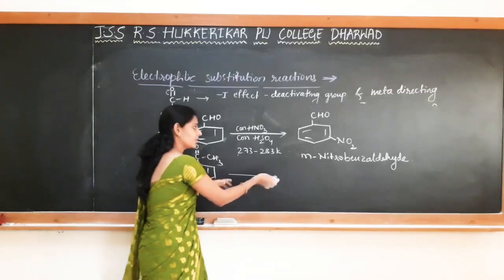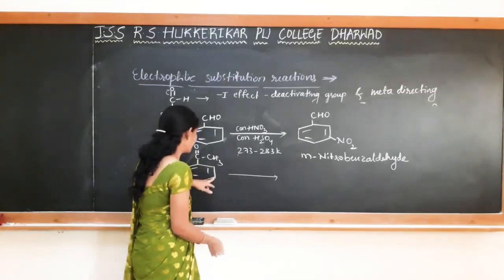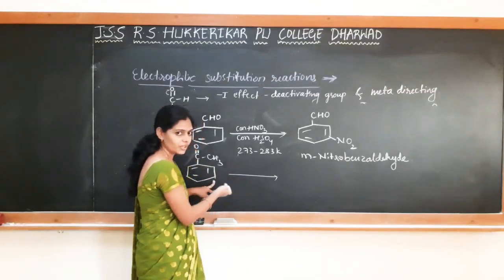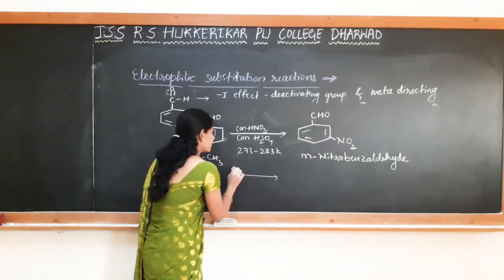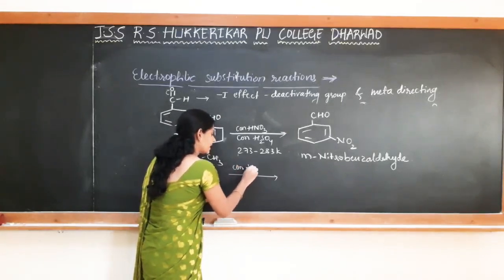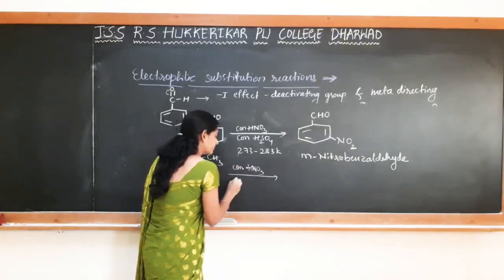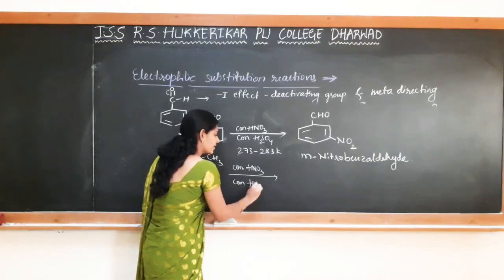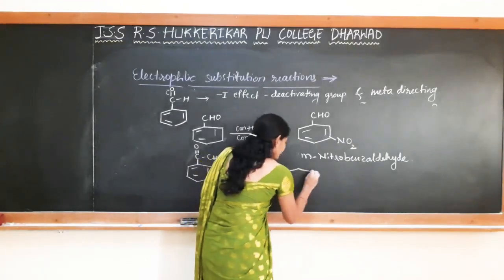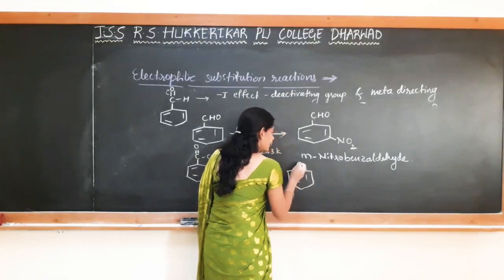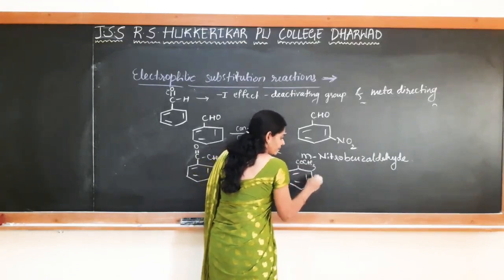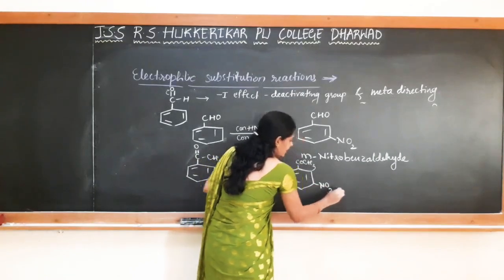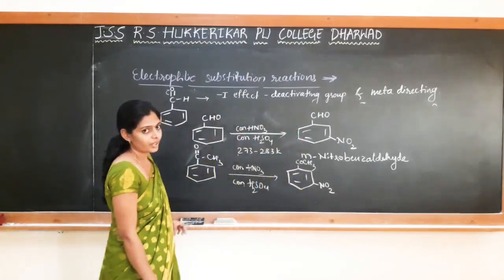Okay, so here it also shows electrophilic substitution takes place at the meta position. On heating with concentrated nitric acid and sulfuric acid, it results in the formation of meta-nitroacetophenone. Meta-nitroacetophenone will be the major product.